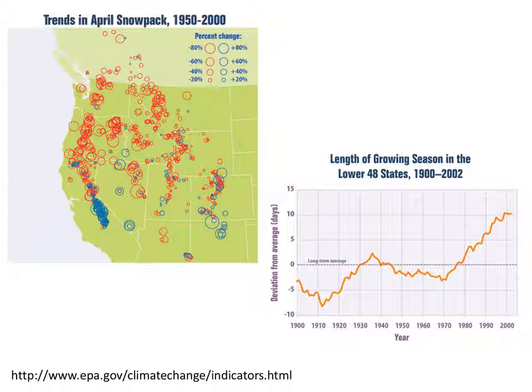This is looking at snowpack in the Pacific Northwest, which has decreased steadily since the 1950s in most places. It has increased steadily in a couple other places. That's the fact that things are changing at different speeds and in different ways. The length of the growing season has increased since the 1900s. That's good. We can grow more food. That's important.